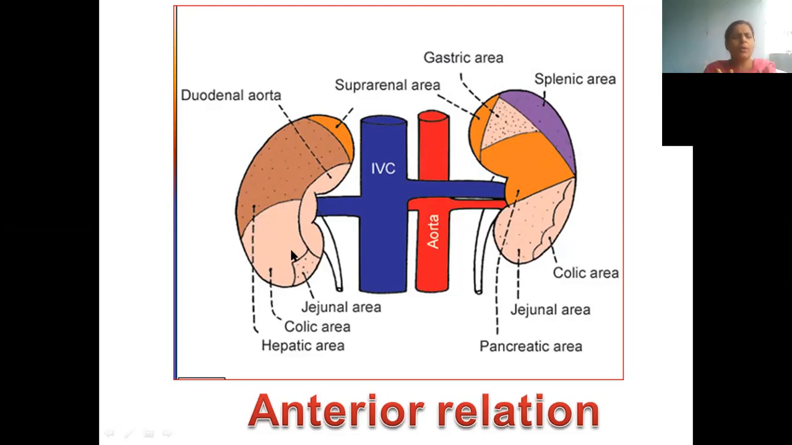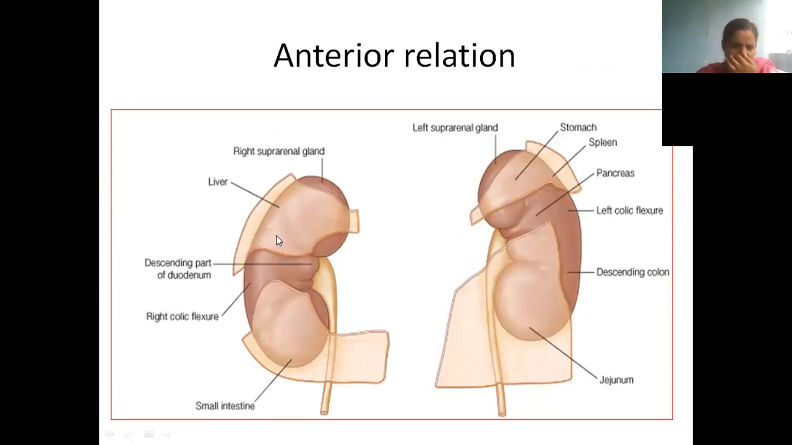All this I told you: the kidney is kept in position because all the surrounding visceral organs are pressing and keeping it in position. Similarly, this is the left kidney. On the left kidney we have anterior relations like the suprarenal area, gastric area, splenic area, pancreatic area, jejunal area and colic area. Okay, these are the anterior relations, and these are the peritoneal coverings. The peritoneum is present in front of the kidney.